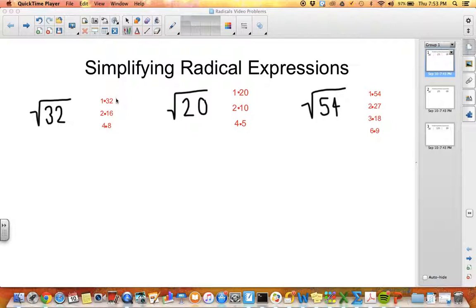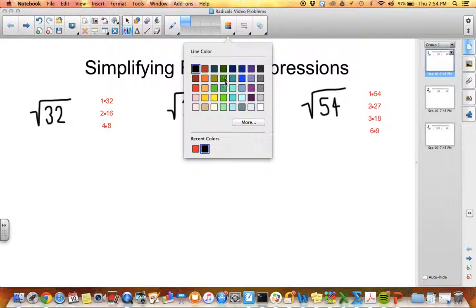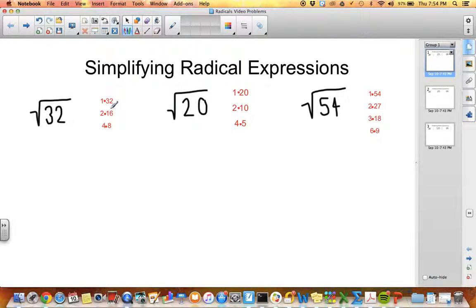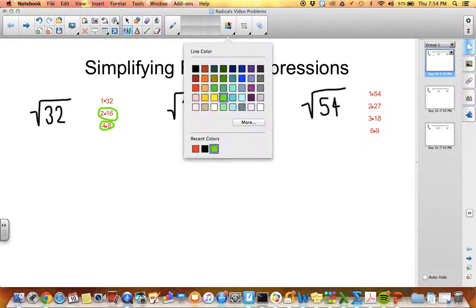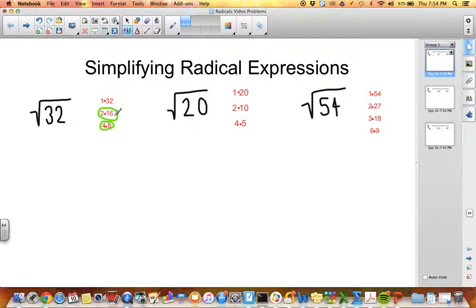So I already have them listed out. We have 1 times 32, 2 times 16, and 4 times 8. Whenever we're deciding which pair to use, we have to pick the one that has a perfect square in it. So we have 4 is a perfect square, and 16 is a perfect square. Whenever we have more than one choice, we always want to choose the biggest perfect square. So 16 is bigger than 4.